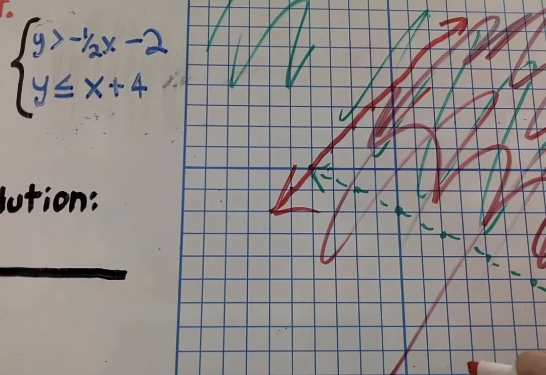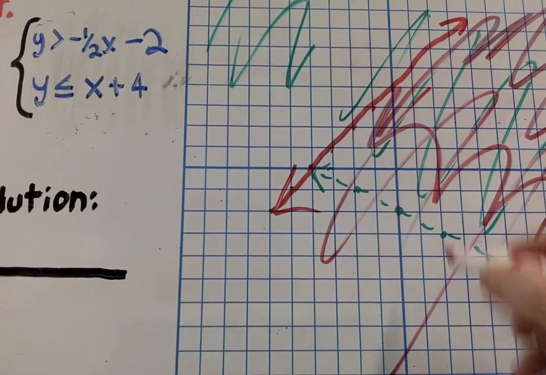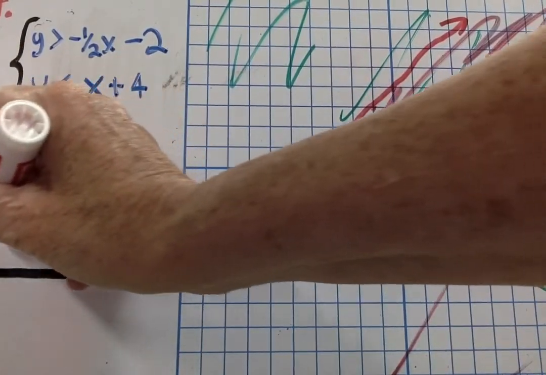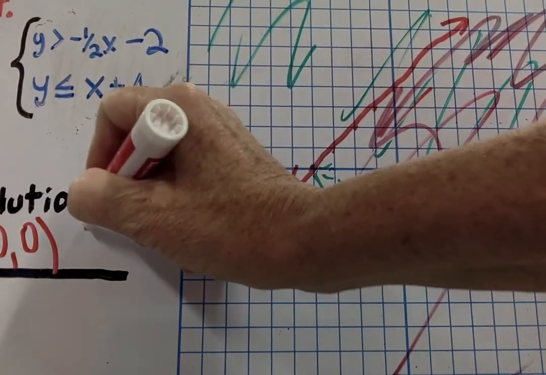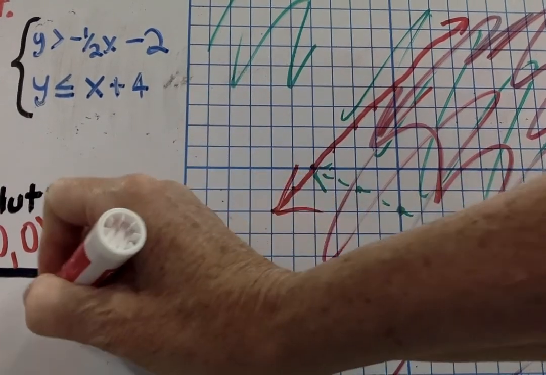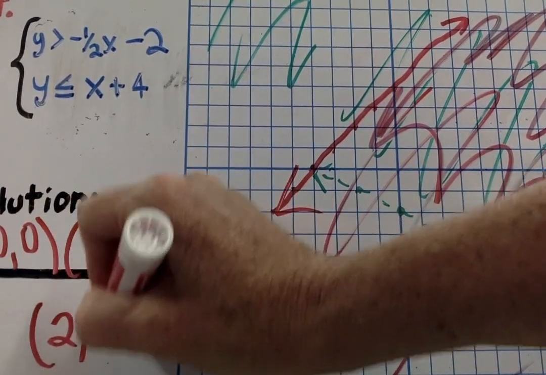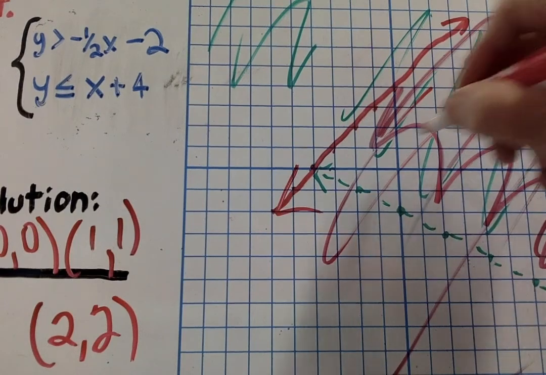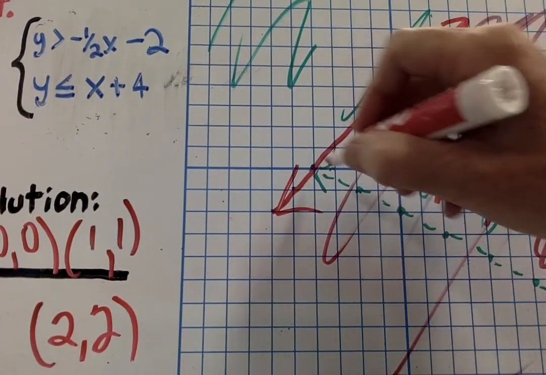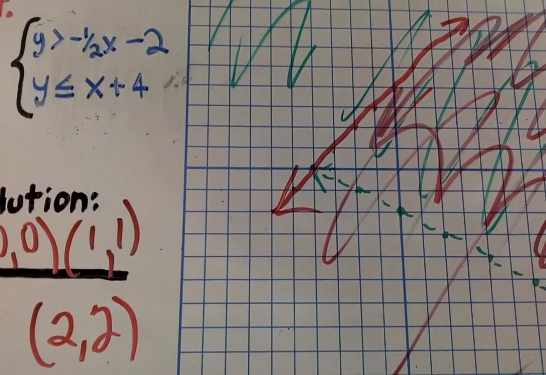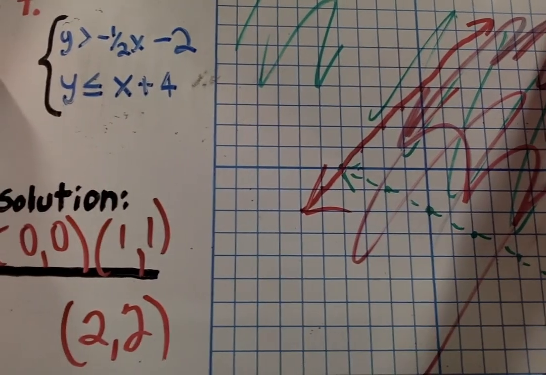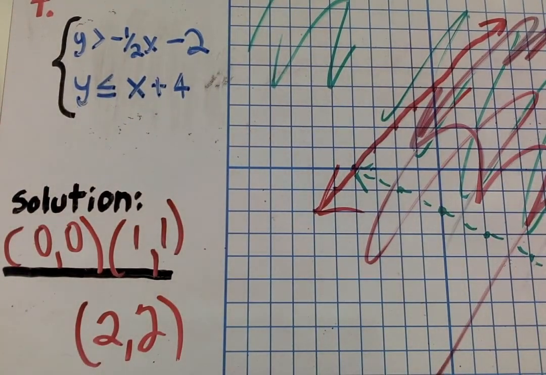So I could pick 3 solutions, and I could pick like 0, 0, because that's in both. And I could pick 1, 1. And I'm going to pick a third one, 2, 2. So they would all be in this area. Again, this is a boundary line here, and that's a boundary line there. So where you see the 2 colors would be your solution. Okay. So again, right there would be your solution. I'm going to go on to number 6.